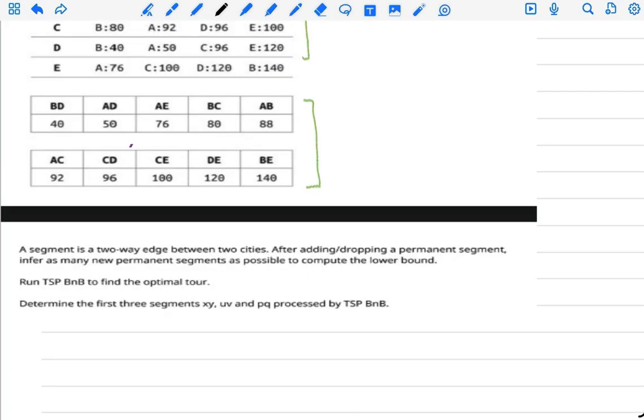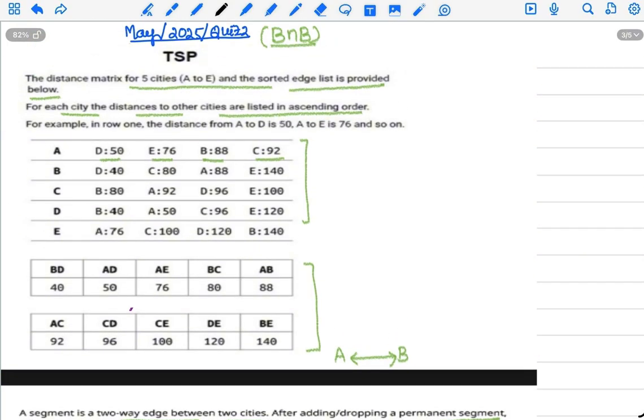And a segment is the two-way edge between two cities. For example, if there is a segment between A and B, that is an edge between two cities, it is two-way. That is, you can go from A to B and B to A also, both directions, bidirectional. After adding or dropping a permanent segment, infer as many new permanent segments as possible to compute the lower bound. Run the TSP branch and bound to find the optimal tour. So the main question is to find the optimal tour.